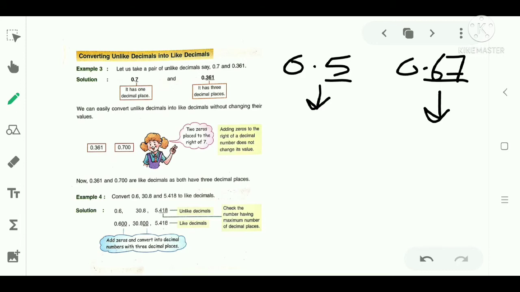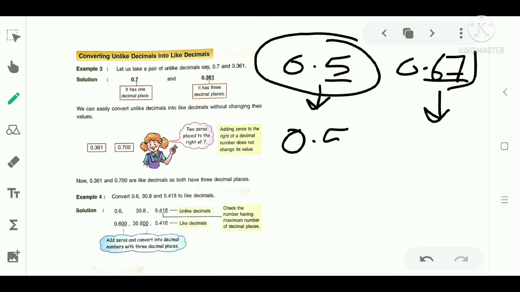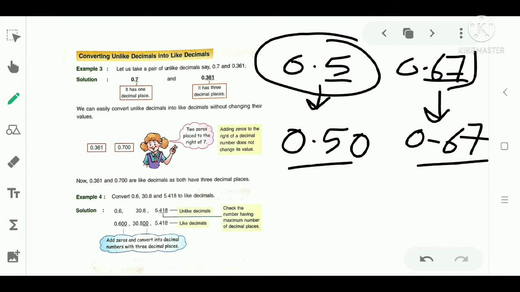Now we can convert this unlike decimal to like decimal. How to convert? Look here. In 67 there are 2 digits, so in 0.5 we will make 2 digits after the point. How to make it, students? For making 0.5 have 2 digits after the point, we can write 0 after the point. Okay. Now look here, 0.50 and 0.67. Now we can say that both are like decimals.